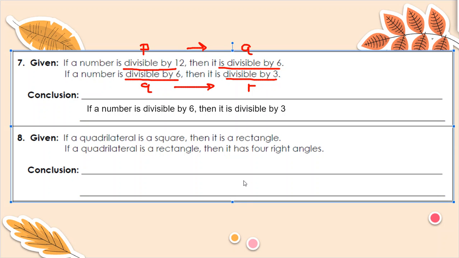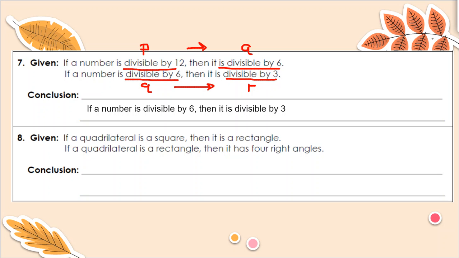Okay? Try number 8 on your own really quick. Pause this if you need to. Cool, let's check out how you did.